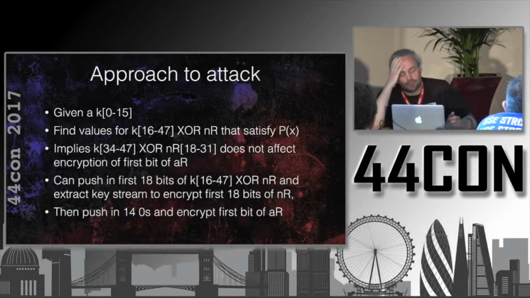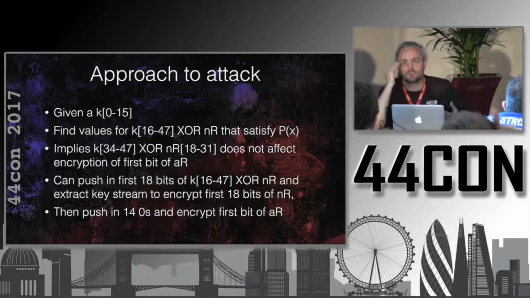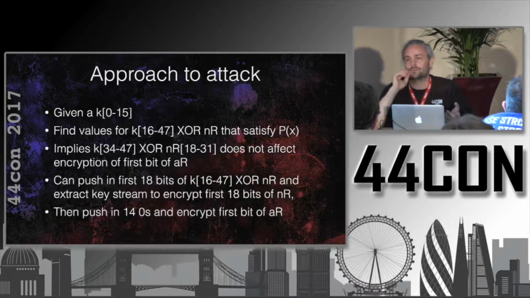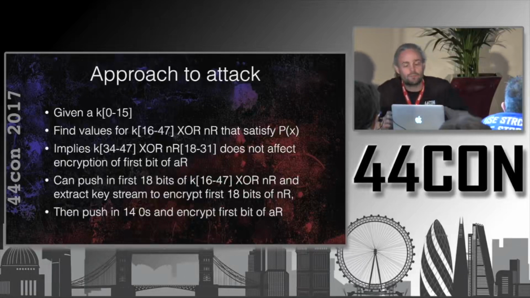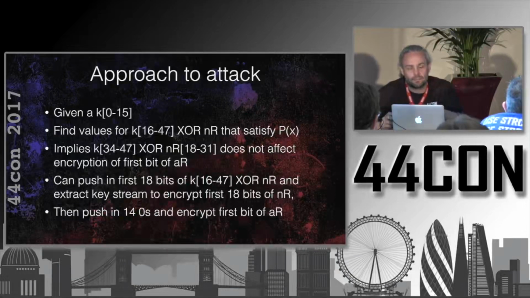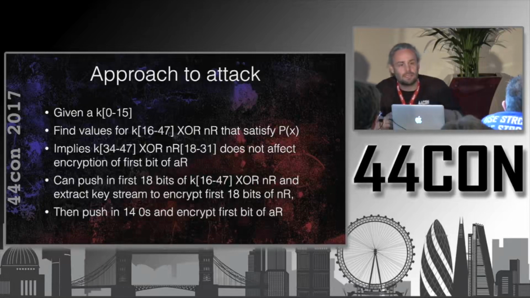So, if we were given the lower 16 bits of the key, which obviously we're not, we don't know what they are, but we're going to enumerate over those. But if we were given the lower 16 bits, we could find values that would satisfy P of X for the upper 32 bits of that LFSR state, the key XOR with NR.